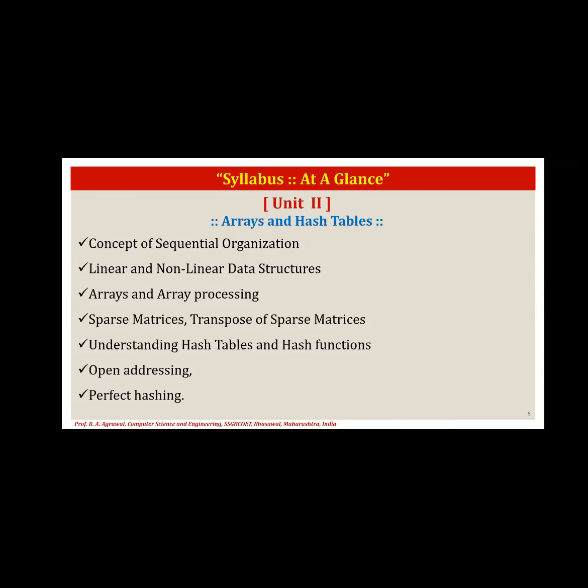So unit number 2 is divided into only 2 parts. The first one is array: operations on array, the concept of array, how to use arrays, where to use arrays, and where we should not use arrays. And the other part is hash table: implementing a hash table, and what the different types of operations are that are to be performed on a hash table. So we'll see all these concepts in unit number 2.